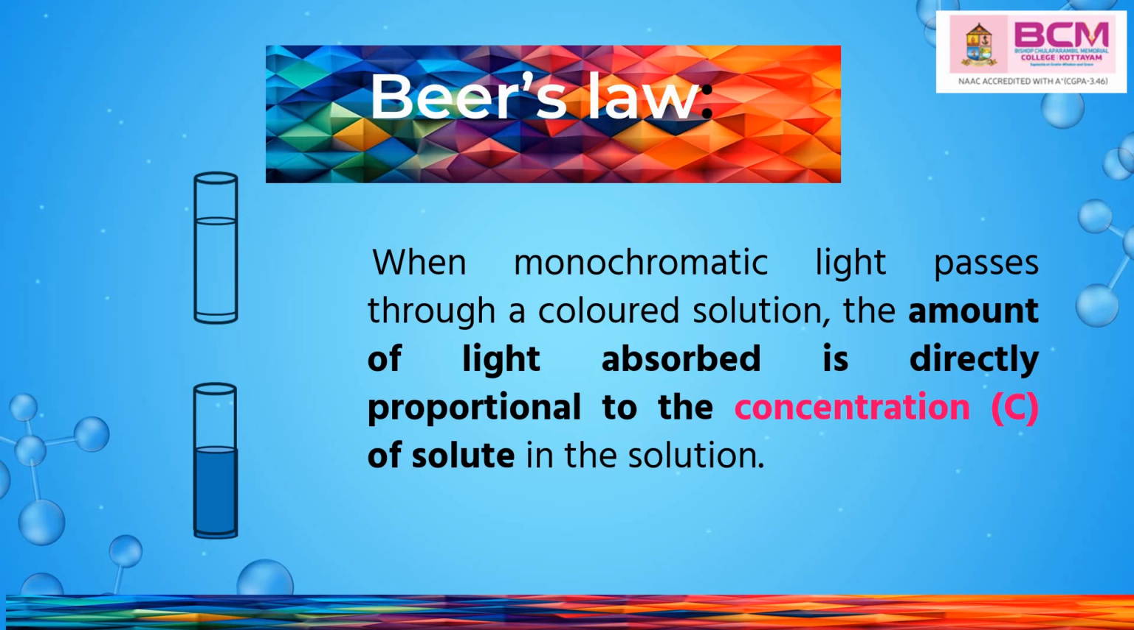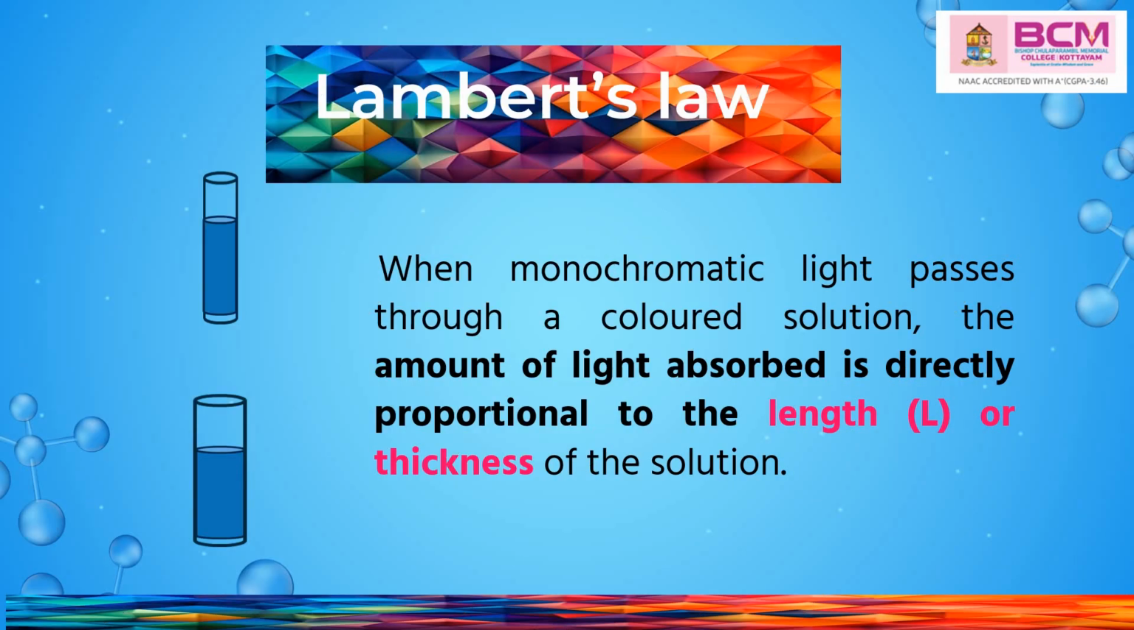As per Beer's law, when monochromatic light passes through a colored solution, the amount of light absorbed is directly proportional to the concentration of solute. As per Lambert's law, when monochromatic light passes through a colored solution, the amount of light absorbed is directly proportional to the length or thickness of the solution.